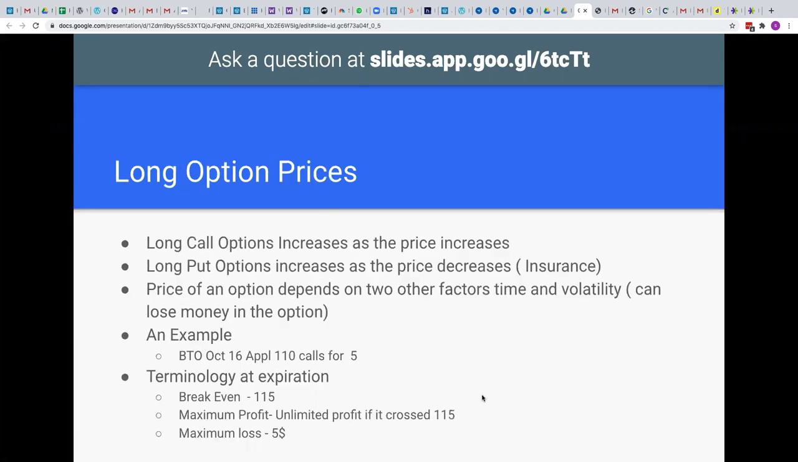This is pretty much very standard, guys. Long call option prices increase as the price increases, and the long put option increases as the price decreases. One big advantage of puts is, I know we can even short stocks, but that leads to margins. But if you think about puts, there are no naked puts, there is no margin at all.